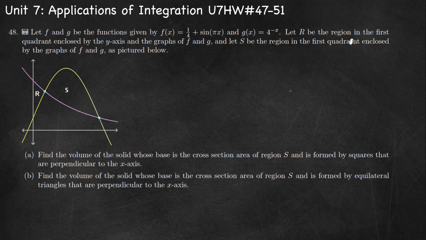Got a typo there. Part A, find the volume of the solid whose base is the cross-section area of region S and is formed by squares that are perpendicular to the x-axis. Okay, so I'm going to draw my reference rectangle perpendicular to the x-axis. I'm using region S as the base of the solid, and then those cross-sections are in the shape of squares. Okay, so if we can imagine a square coming up off the page there. It's got some thickness to it.